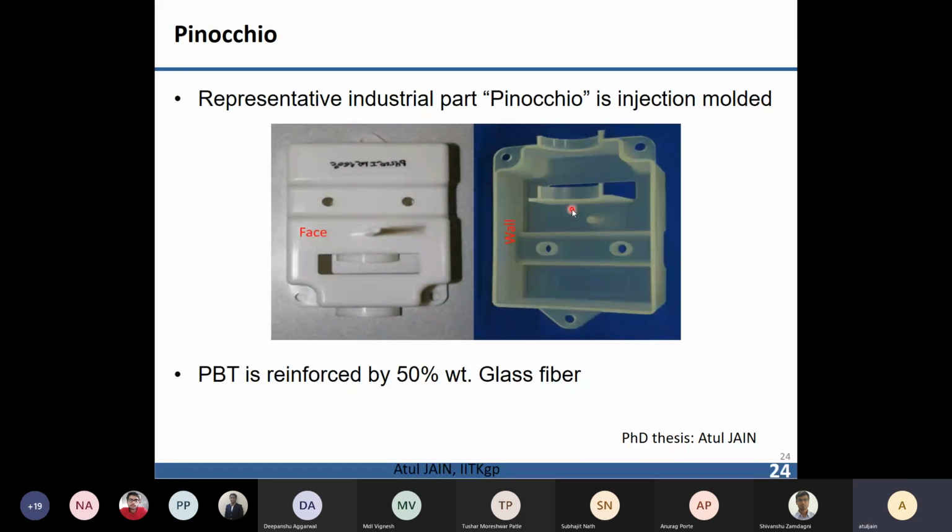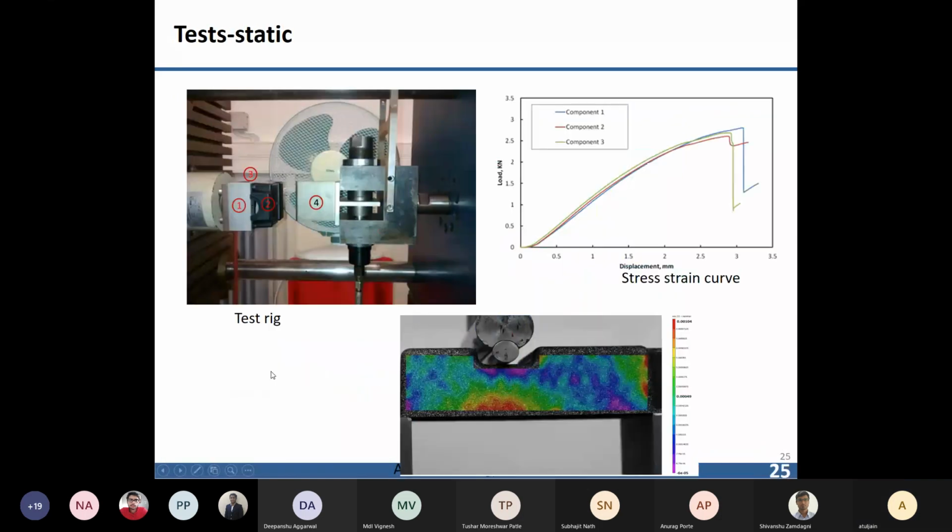Okay, so you have a face, you have a wall, you have holes, you have curved surfaces, uneven thicknesses. So this is very much like an industrial part, reinforced by polybutylene terephthalate 50%. First of all, we did some tests on it because we want to see how accurate the component level simulation is.